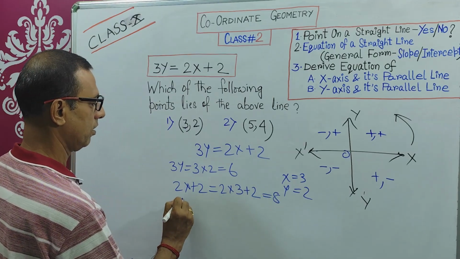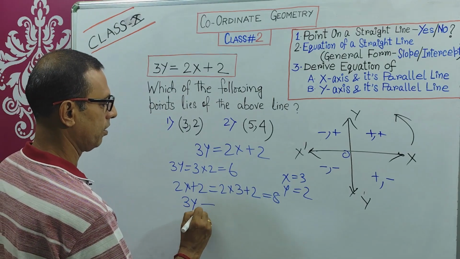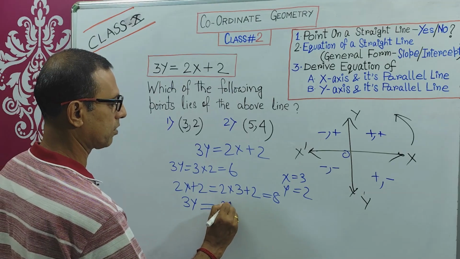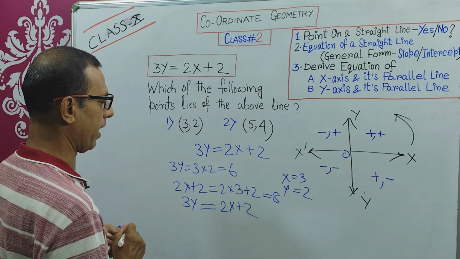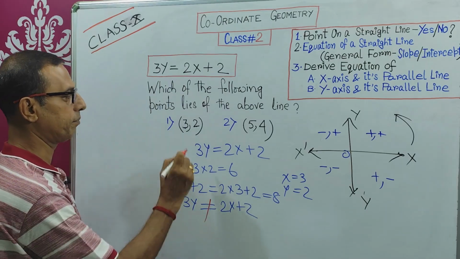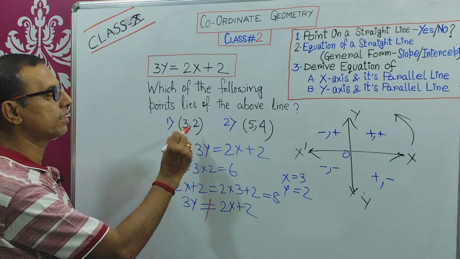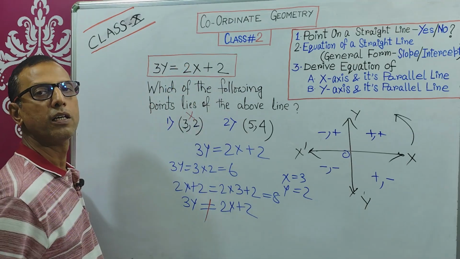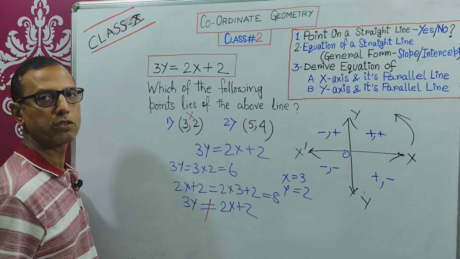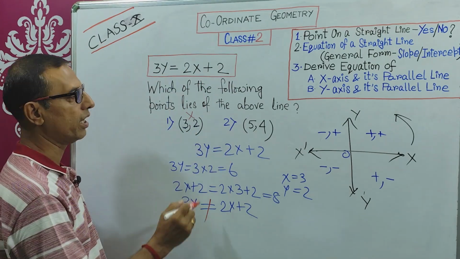That means 3y and 2x plus 2, these two are not equal. That means the point (3, 2) doesn't satisfy this equation. That means it is not on the given line 3y equals 2x plus 2. Now let's check the second point.